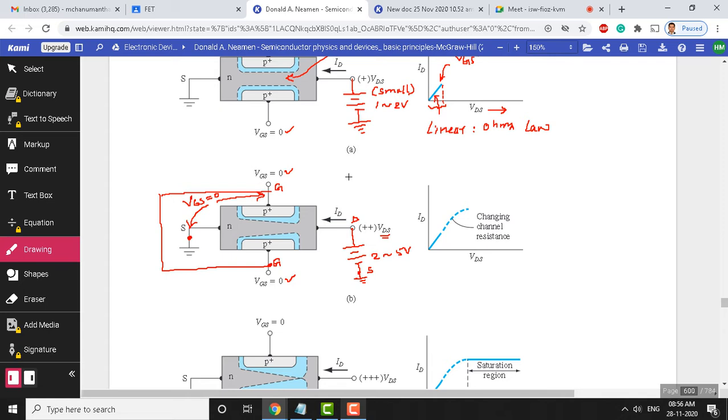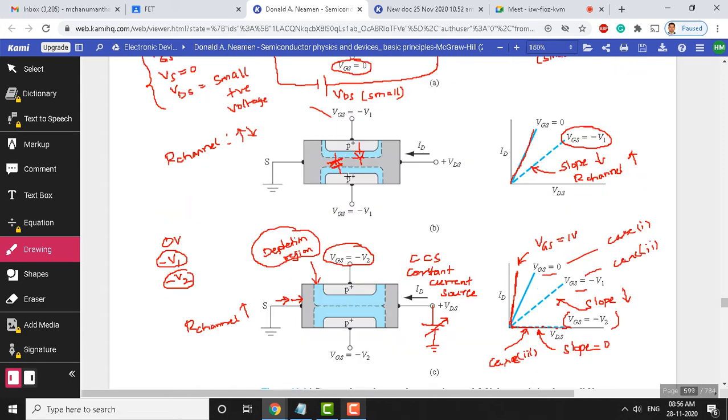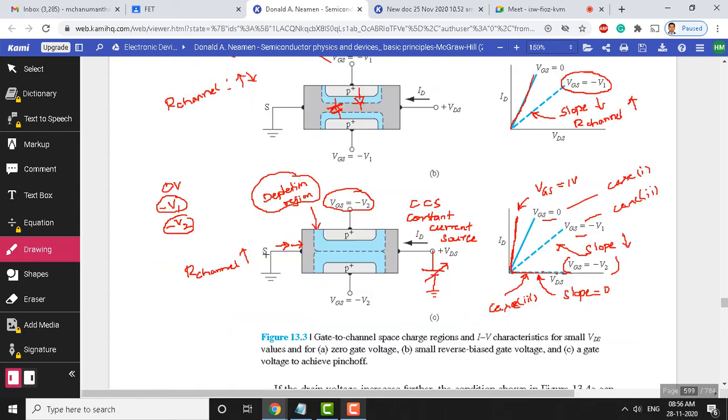Just think about this. No answer? Just look at the hint we gave before in this diagram. You can see here. What is happening to the PN junction here?